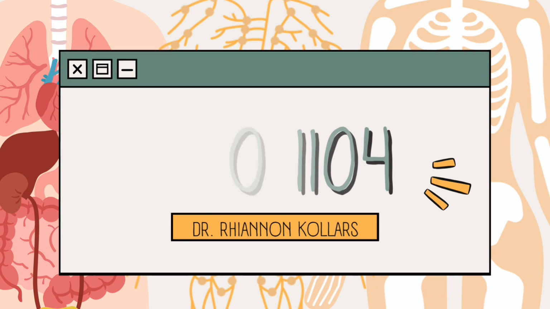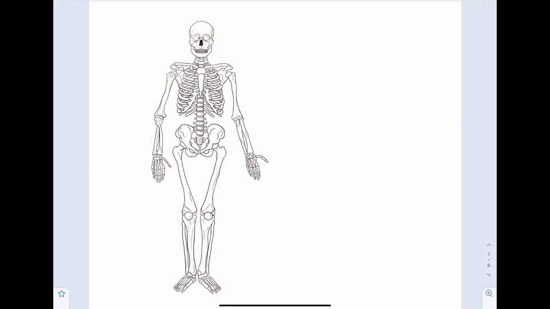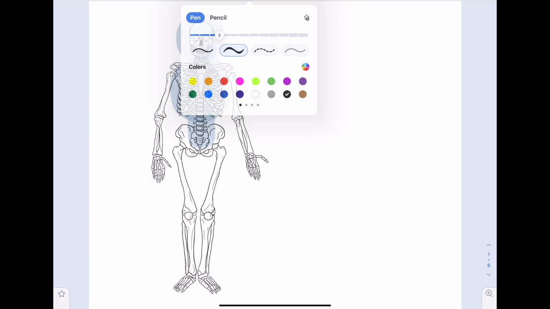In this video, we're going to be looking at the axial skeleton. Now, the axial skeleton can be divided into three parts: the skull, the vertebral column, and the thoracic cage, or the rib cage. We're going to start by looking at the skull.